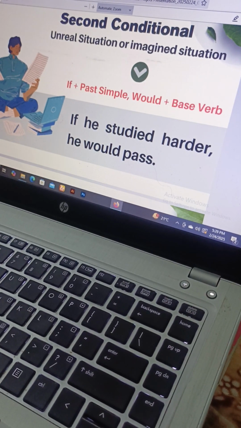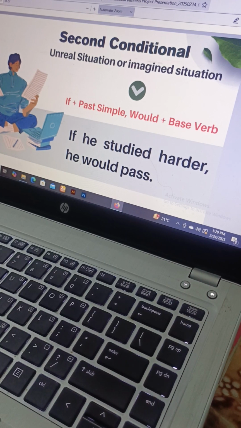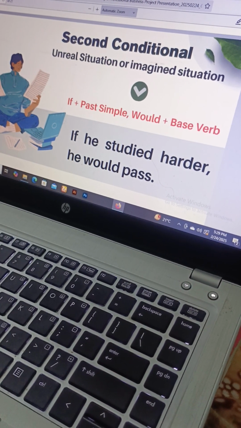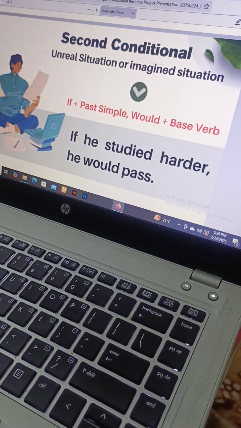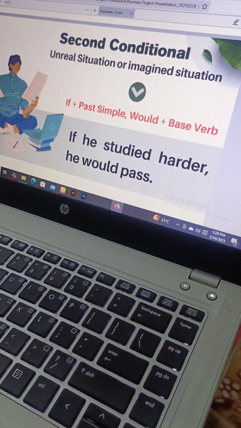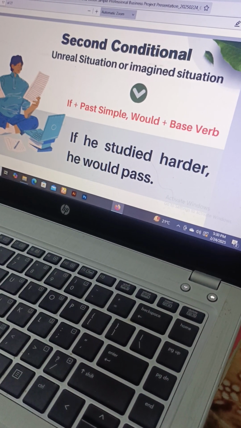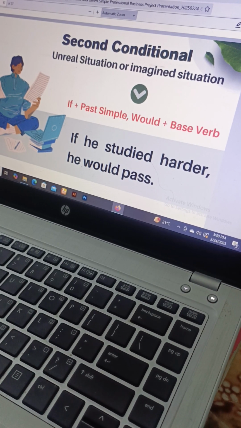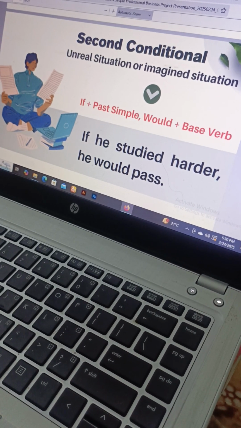Okay, so now in the second conditional we talked about something that's far away from reality, that's unreal, and that was the bird example. Let's talk about something in the second conditional that is an imagined situation, a situation that could have happened. We can't say it's impossible in life, it's not like it can never happen in reality. So let's talk about this situation. It's something imagined, but it could happen.